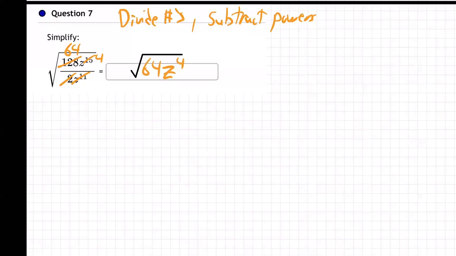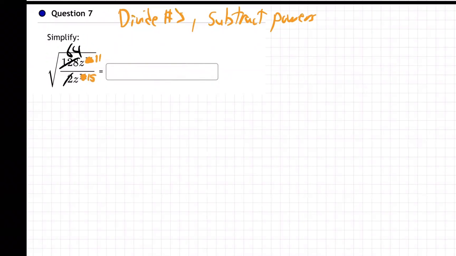Okay. Actually, let me make it more interesting. I mean, what I did is right. What if the bigger one was on the bottom? What if it was z to the 11th on the top and 15 on the bottom? Well, the same kind of thing. I would divide the numbers. That'd be 64 on the top.